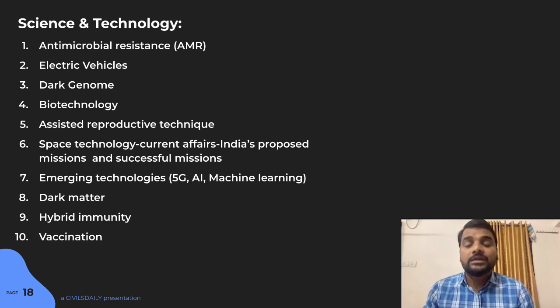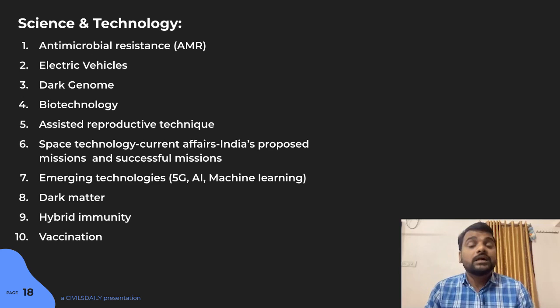Then assisted reproductive techniques. There are many techniques which help you to have babies. Then space technology: India has proposed missions and has had successful missions, and not only India but world-level questions can also be asked, and they are being covered. Then emerging technology: 5G, AI, machine learning. They are the hot technologies that every country wants to have first-hand, and they want to dominate in the world. China wants to dominate in 5G and AI. So India is also testing its 5G, AI and machine learning.